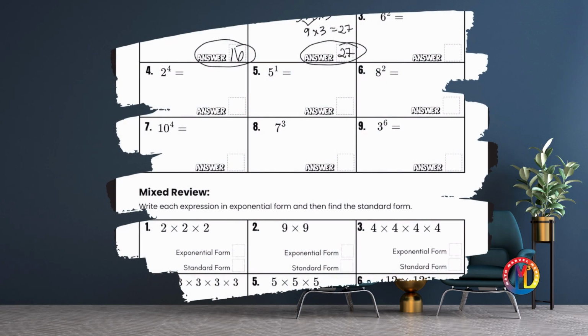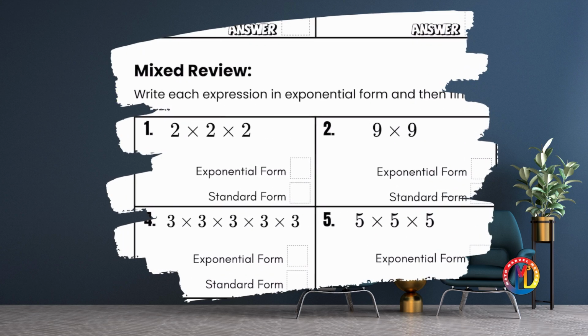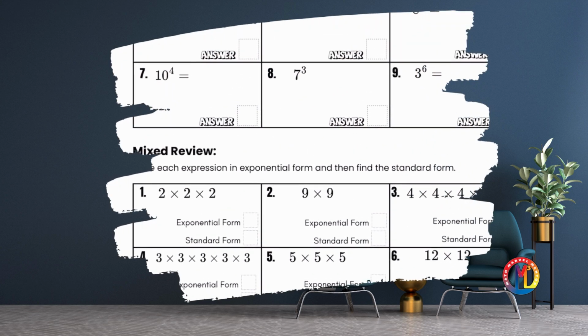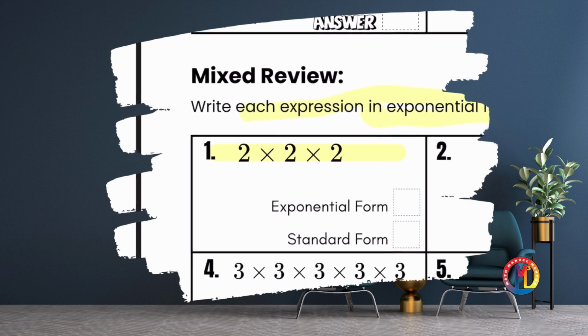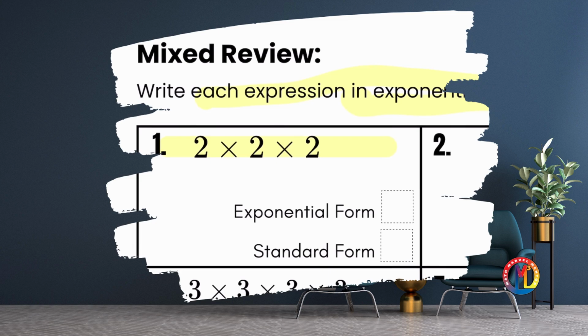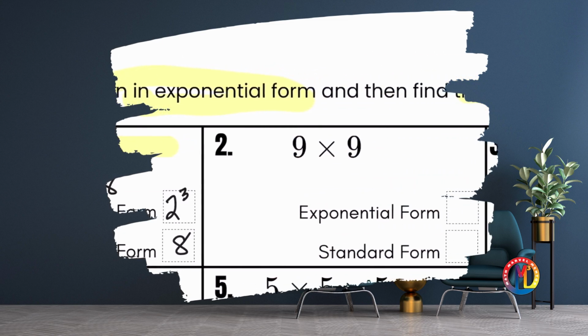Now we're going to combine the two and do mixed review. So write each expression in exponential form and then find it in standard form. We're going to write it in exponential form, and then standard form is basically what our answer is. Starting here with number 1, we have 2 times 2 times 2. So that means my base is 2 and my exponent is 3, and then standard form is what my answer is going to be. So 2 times 2 equals 4, and then 4 times 2 equals 8.